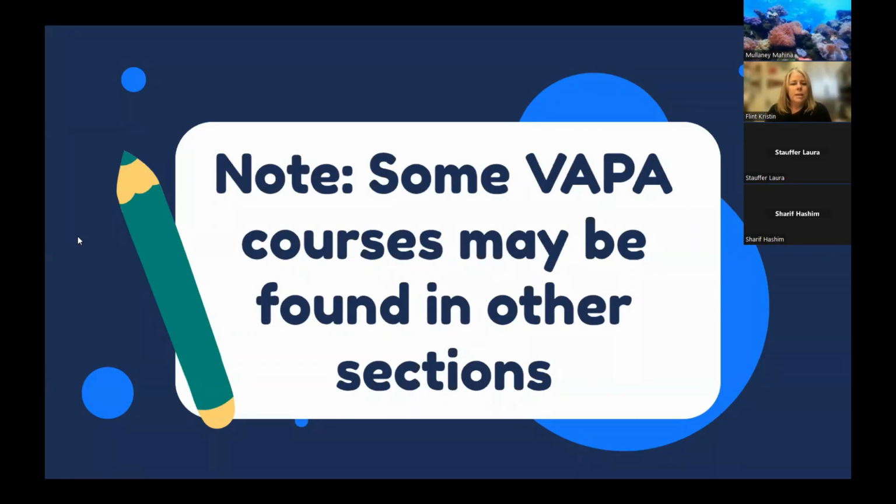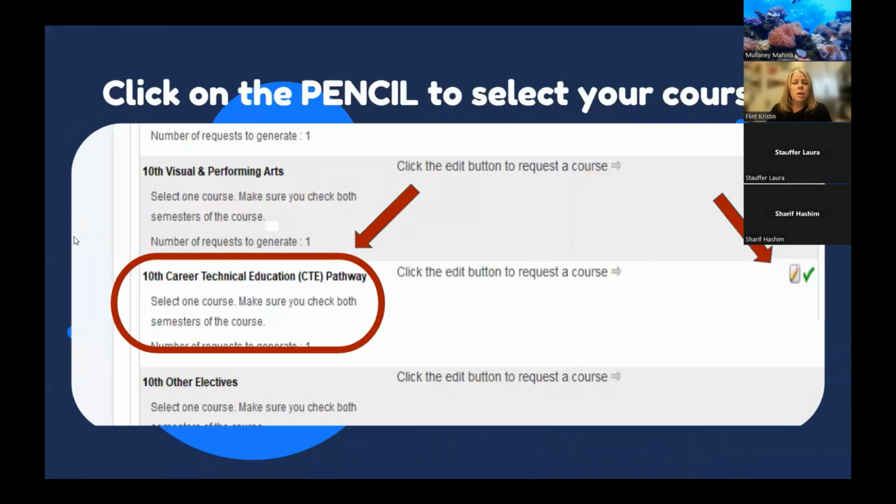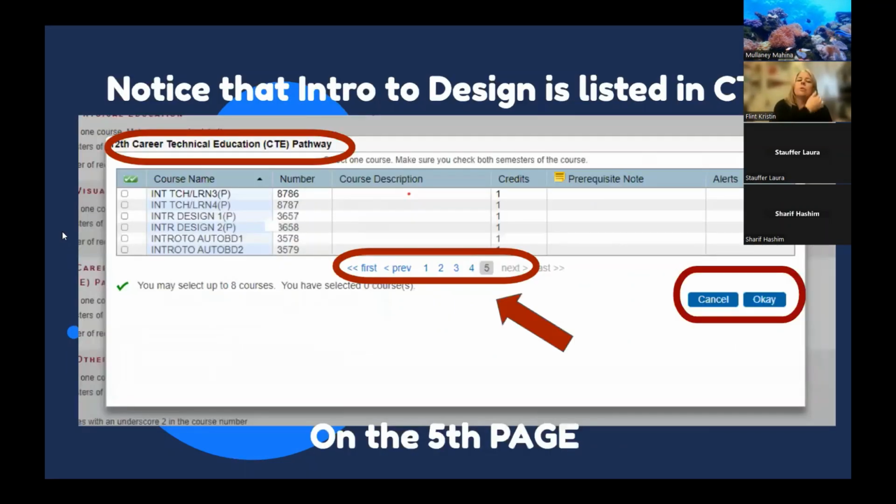Okay, some VAPA classes may be found in other sections. So if you keep going, if you're looking for Intro to Design, which is a VAPA class, that's going to be under the CCTE pathway. So in the actual VAPA section, you're just going to see the classes that are designated as visual and performing arts.